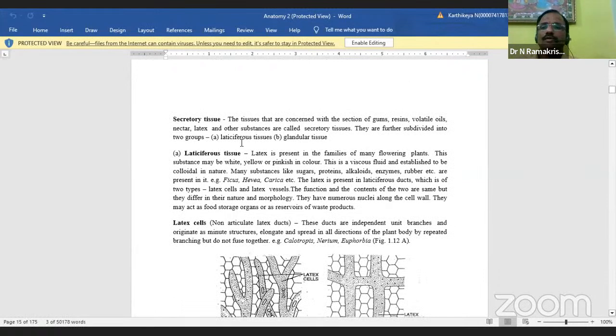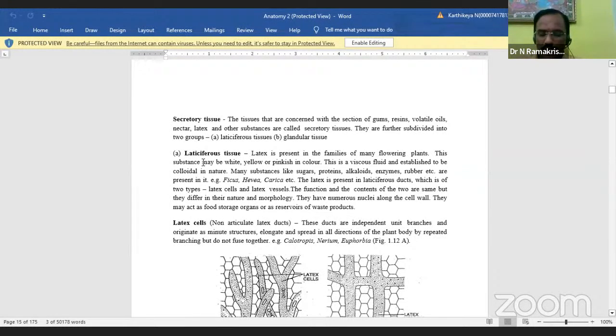Here only two are given, but digestive glands and nectar glands, osmophores, hydathodes, and latiferous tissues. The next one is latex. These are special tissues. The tissues concerned with the secretion of gums, resin, volatile oils, nectar, latex, and other substances are called secretory or special tissues. They are further subdivided into two groups.